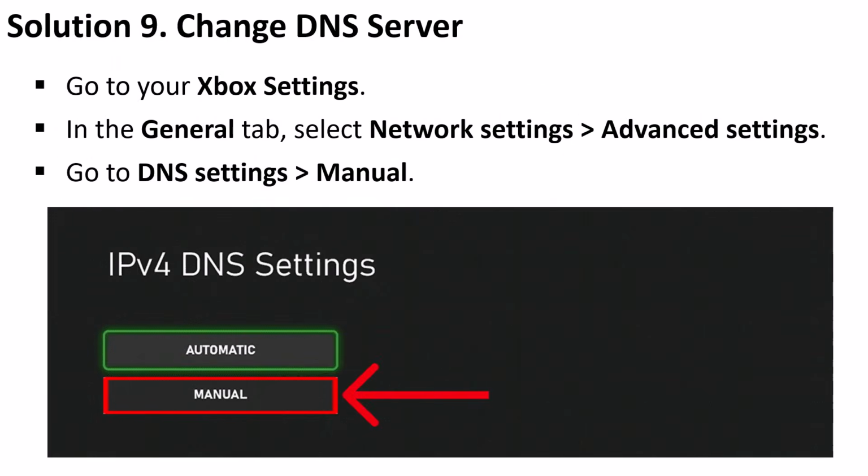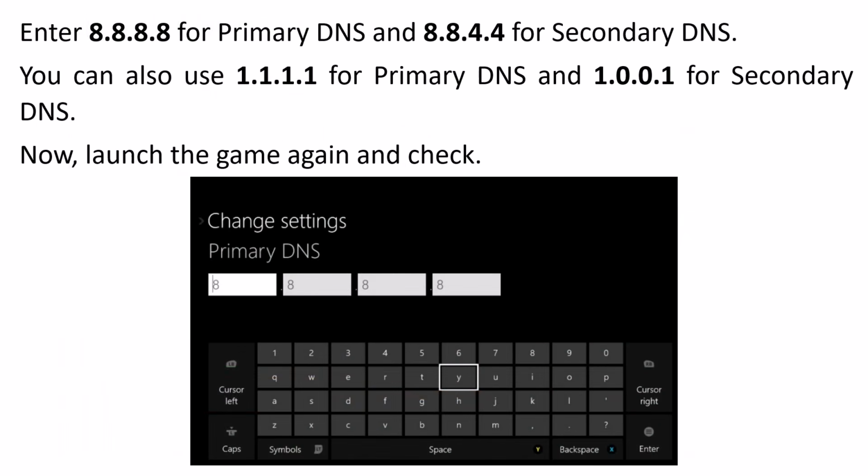Solution 9 is to change DNS server. Go to your Xbox settings, in the general tab select network settings, advanced settings, go to DNS settings, manual. Now in the primary DNS enter 8.8.8.8 and in secondary DNS enter 8.8.4.4 and then save it and then launch the game and check. If that doesn't help, then repeat the process and this time in the primary DNS enter 1.1.1.1 and in secondary DNS enter 1.0.0.1 and then save it and then again relaunch the game and check.